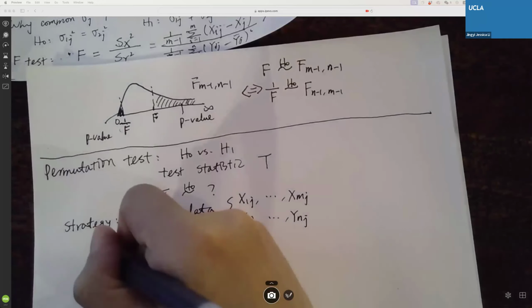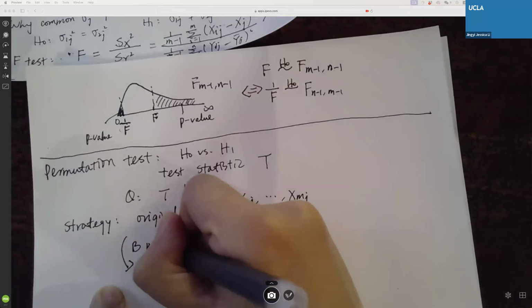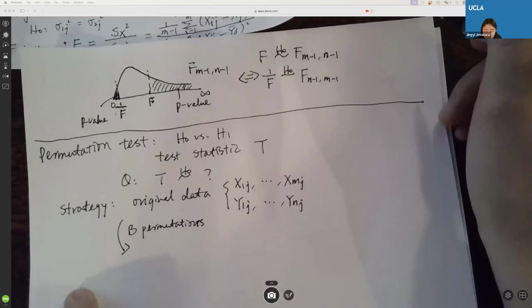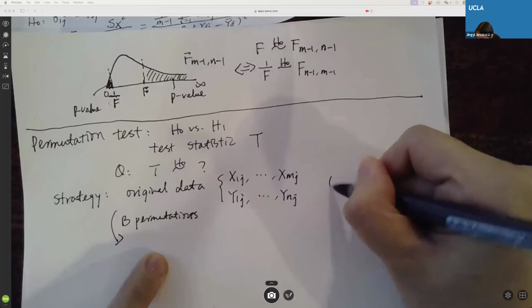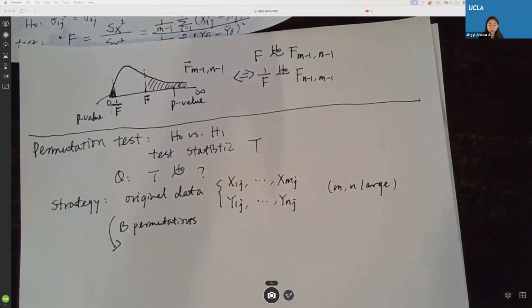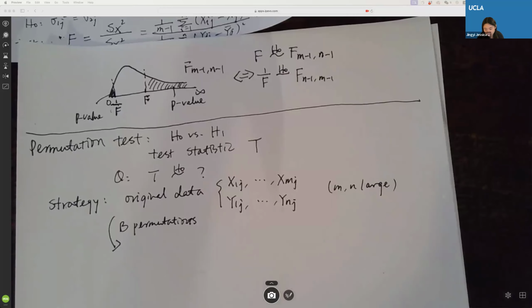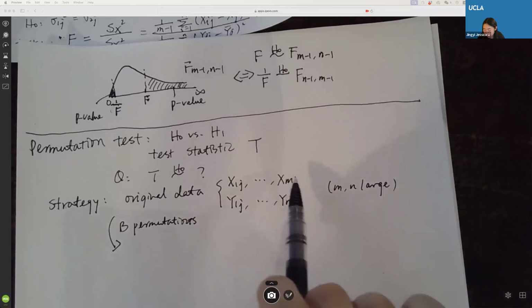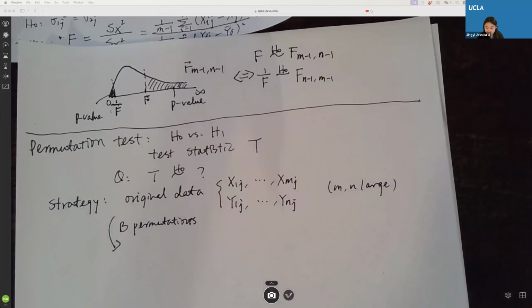So basically I can do B permutations independently. But this would of course require n and m to be large. Otherwise, there are not so many possibilities for your permutation. Okay, and if you do that, what you can do is to just calculate the permuted data by shuffling the labels. You just randomly choose m out of the n plus m values and assign them as group 1 and the rest as group 2.